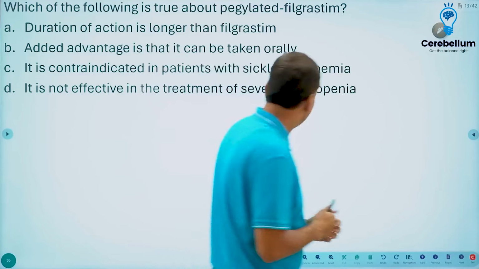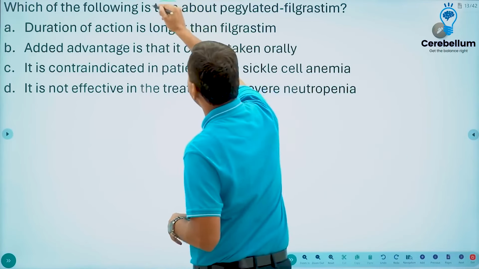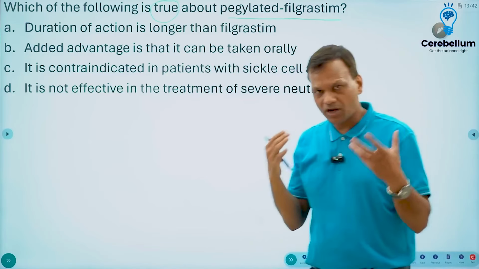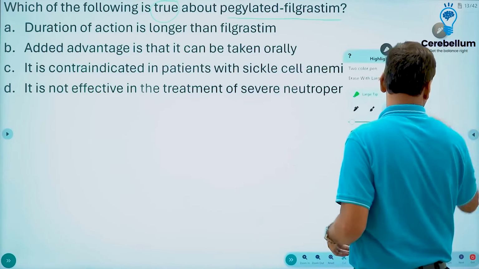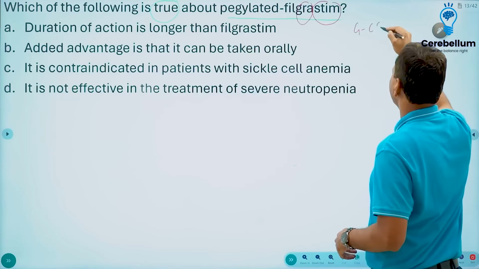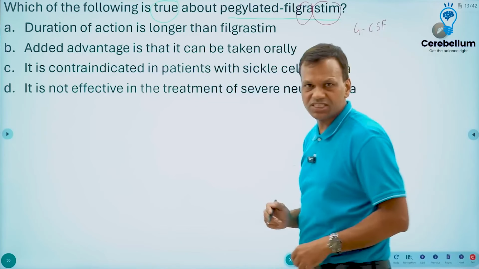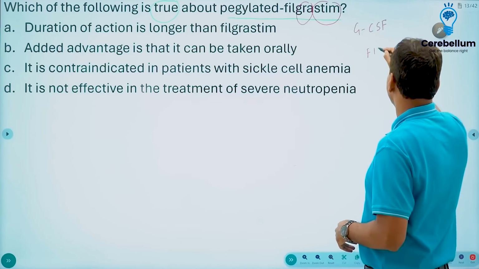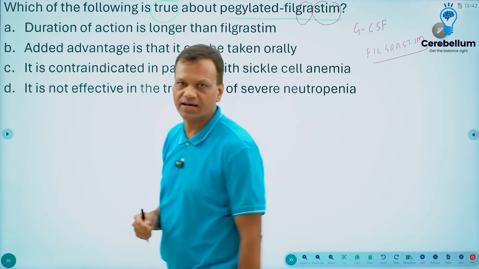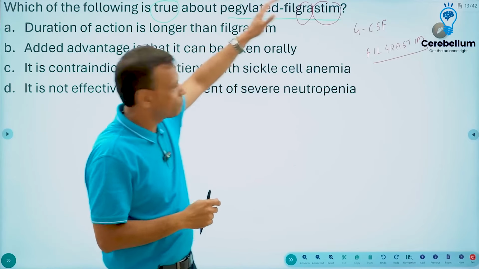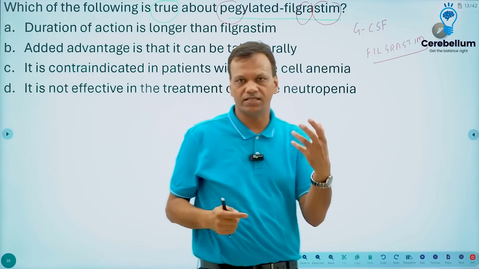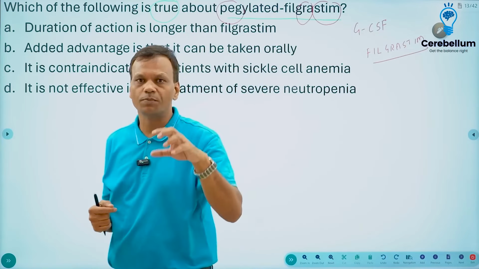Moving to the next question, which of the following is true about PEG-Filgrastim, pegylated filgrastim. So what is the important thing to remember? Filgrastim, as the name tells us, is a granulocyte stimulator. The name says it is a granulocyte colony stimulating factor. Now the main drug which is GCSF is filgrastim, as the name tells. But there is another drug called pegylated filgrastim. So what is the difference between filgrastim and pegylated filgrastim? Pegylated filgrastim contains PEG, which is polyethylene glycol, and this is added to drugs to make them long acting.